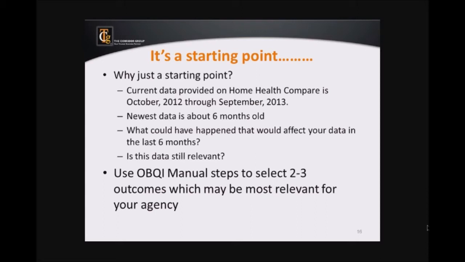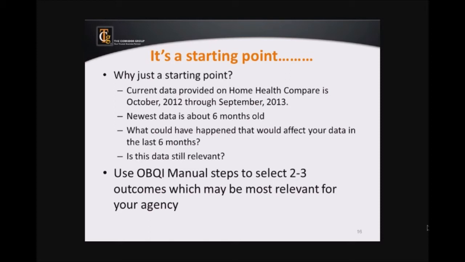OBQI data is a starting point. But there are things to keep in mind while following OBQI directions. First and foremost is that the data is anywhere between 6 and 18 months old. The outcome data currently provided on Home Health Compare is from October 2012 through September 2013. What has happened in your agency since October 2012 that might make today's data show different results? Is the OBQI and Home Health Compare data still relevant for your agency? But as I said, it's a starting point.